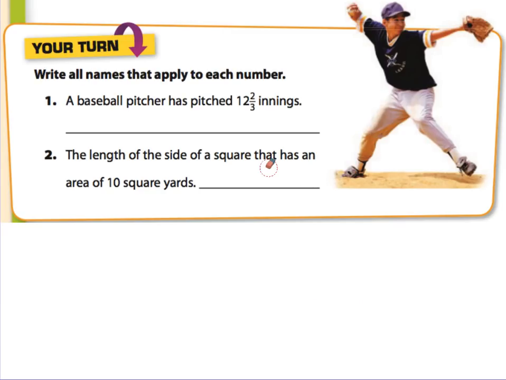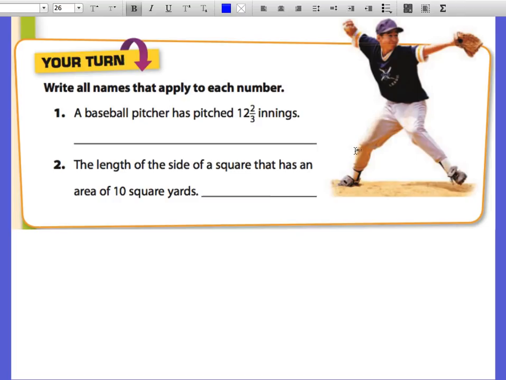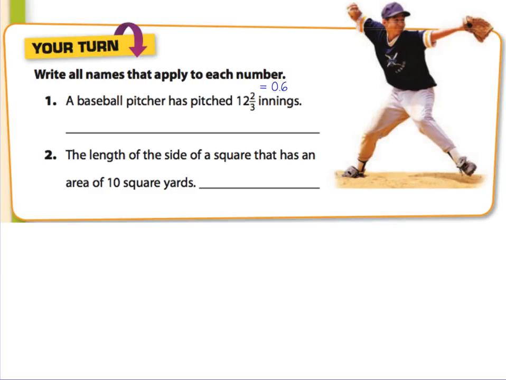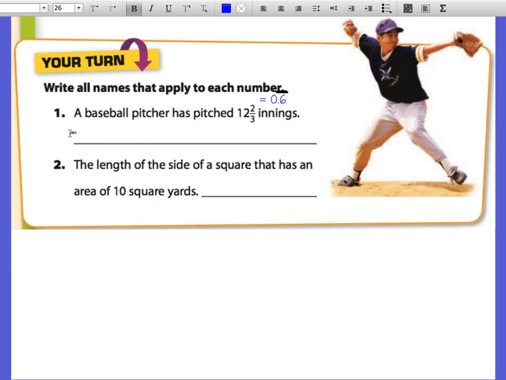So now we're going to write all the names that apply to each number. So a baseball pitcher has pitched 12 2/3 innings. Well, I know that 2/3 is equal to 0.6, but that 6 repeats. It goes on forever. So since that 6 repeats and goes on forever, since there's a decimal, I know it can't be whole, and I know it can't be an integer. But since that 6 repeats, I know it's a rational number. And since it's rational, I also know that it is a real number.